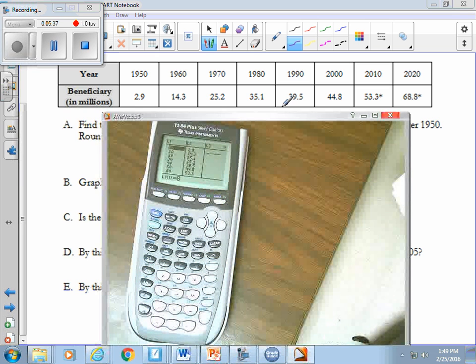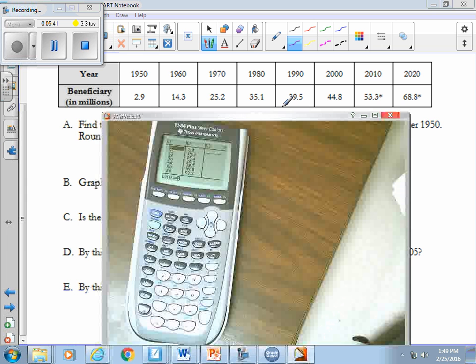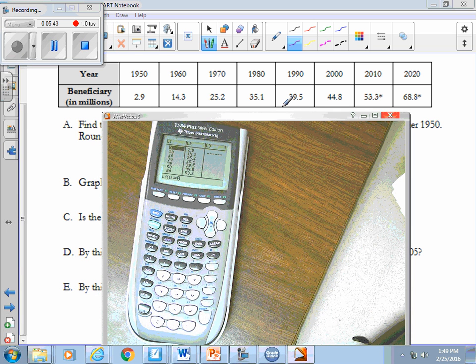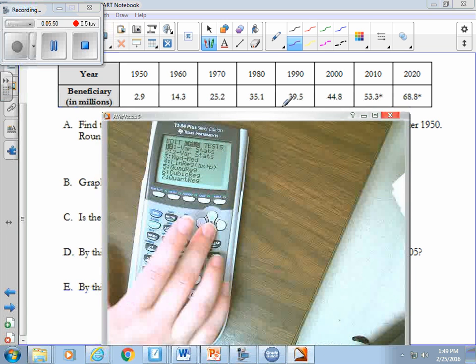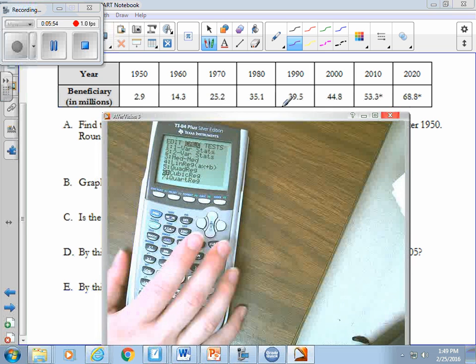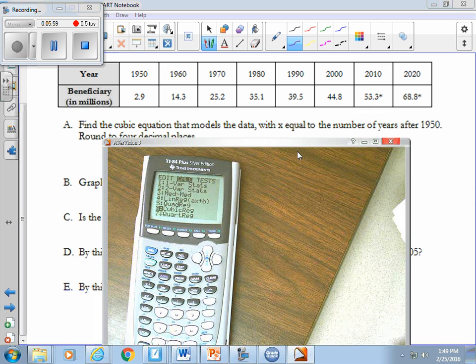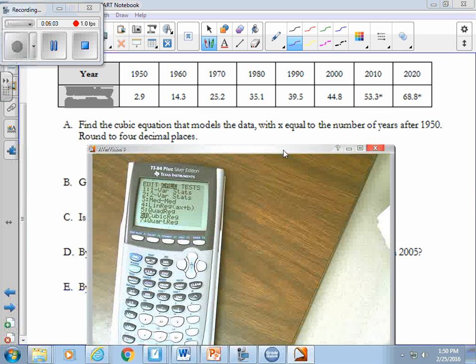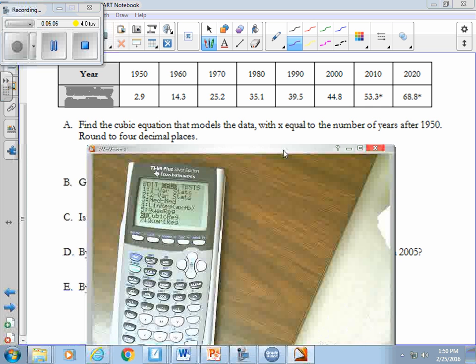Now after I get the data in, what do I do next? Stat, over to calculate, and I go down to cubic regression. Why do I go to cubic regression? It said so. It said do the cubic equation that models the data.